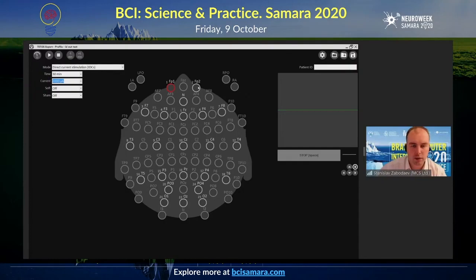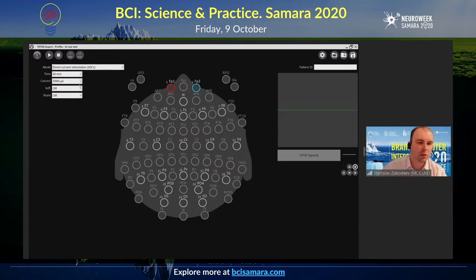Then direct current stimulation. Let's say I set this option that I had mentioned previously, direct current stimulation, one anode, one cathode. So we can connect the anodes here and the cathodes here, and we can place them like so on the patient. So we put on the EEG cap, apply the gel, and so on and so forth.